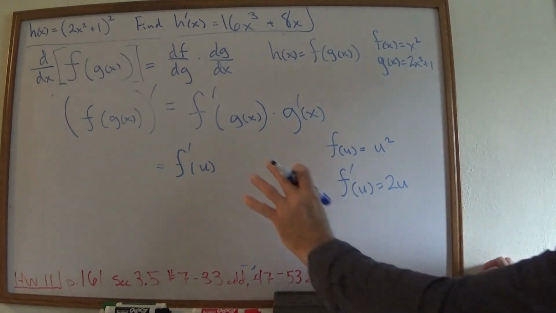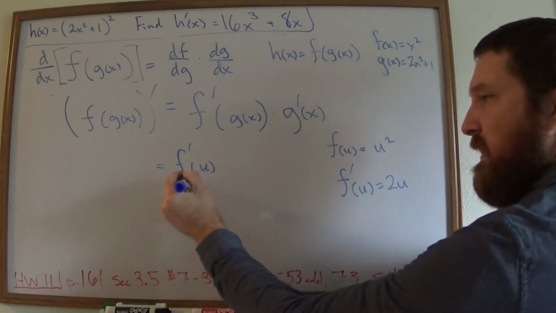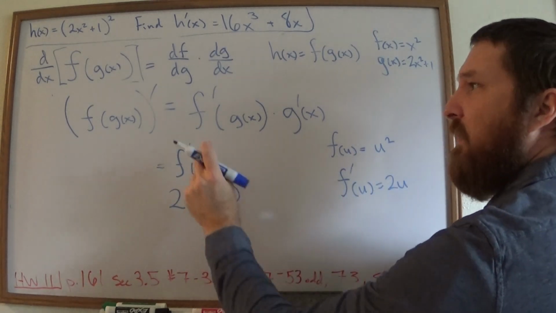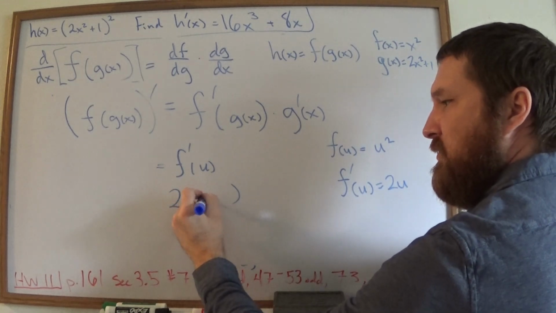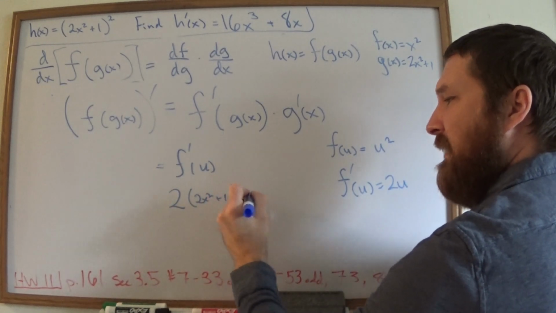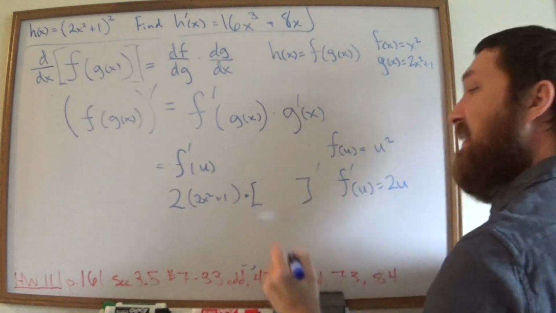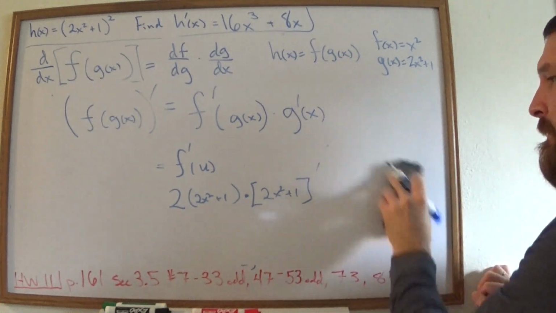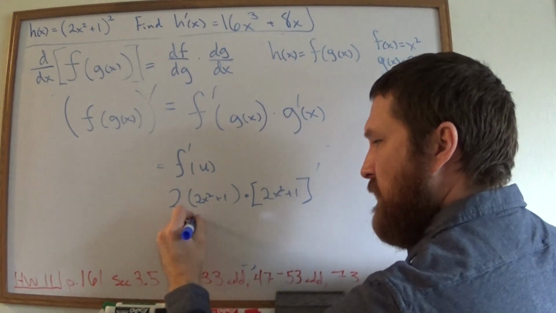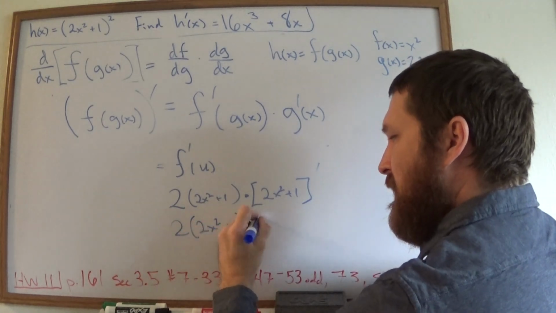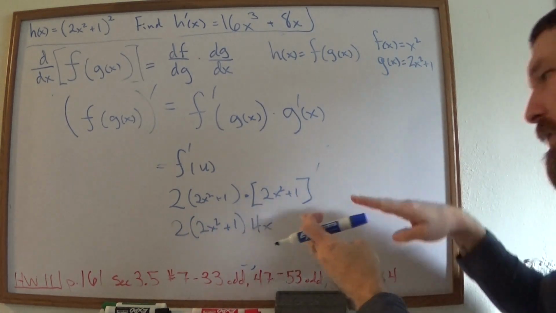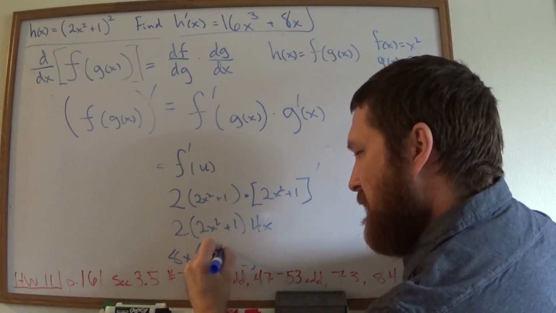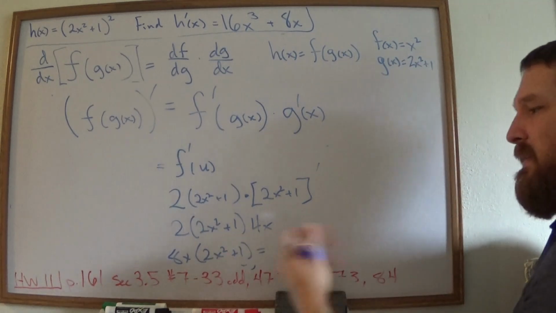So the derivative of this would be 2 times whatever's in there. So 2 times all that inside stuff, which is 2x squared plus 1. Then we multiply that by the derivative of the inside stuff. And what is the derivative of the inside stuff? 4x. So we have 2 times 2x squared plus 1 times 4x. Why don't I bring all of that over here and I get 8x times 2x squared plus 1, which multiply that out and tell me what I get.